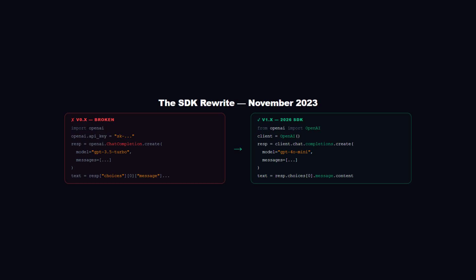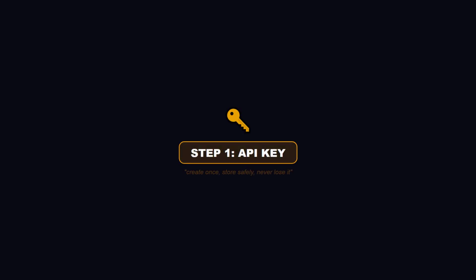The old syntax was openai.ChatCompletion.create. The new syntax is completely different and better. This video uses the 2.2.6 SDK. Every line runs. First step, your API key.